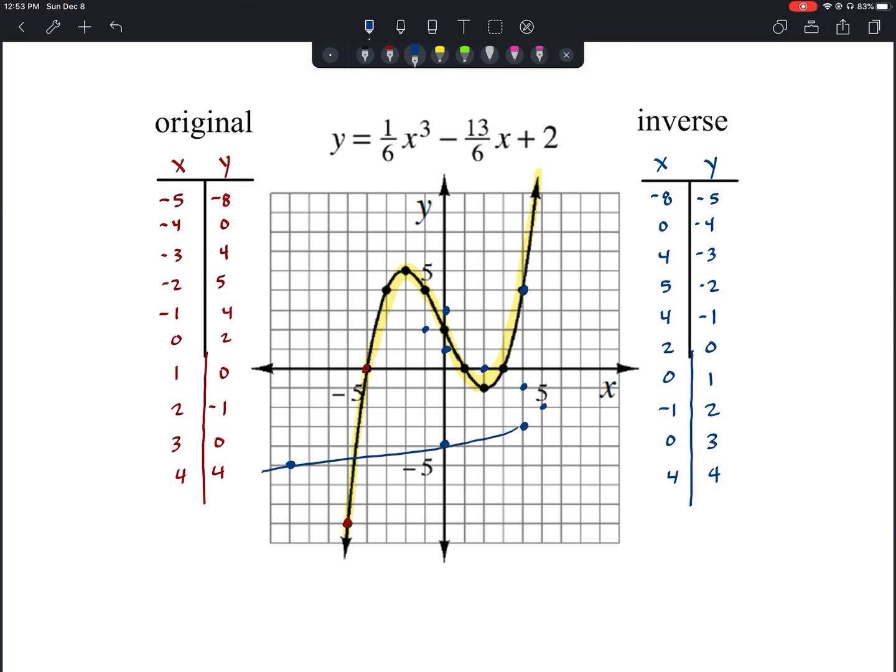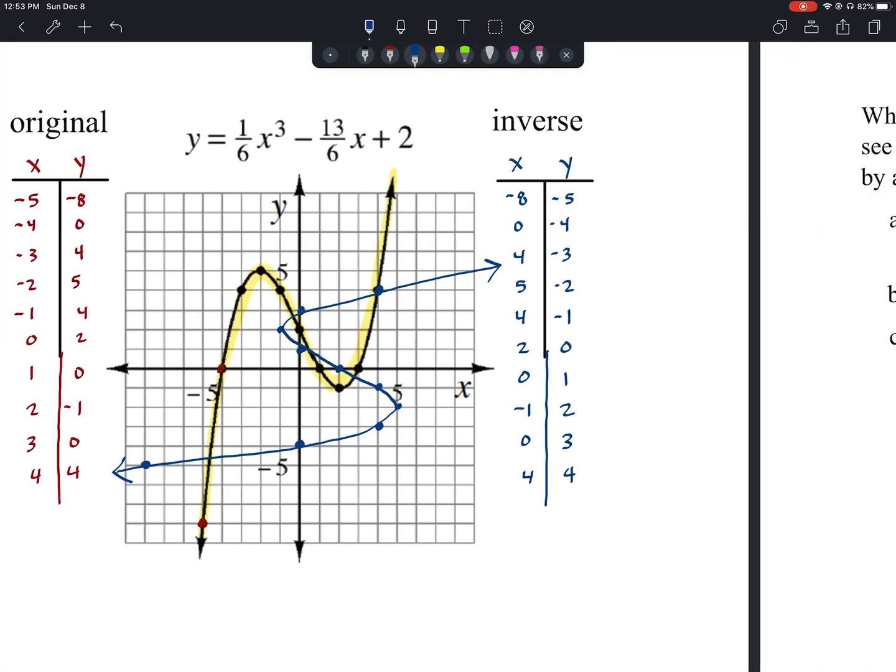After you plotted them all, go ahead and connect them. It should make a shape that looks like this. All right, now, the next part here is going to ask us to start analyzing the graphs a little bit here.